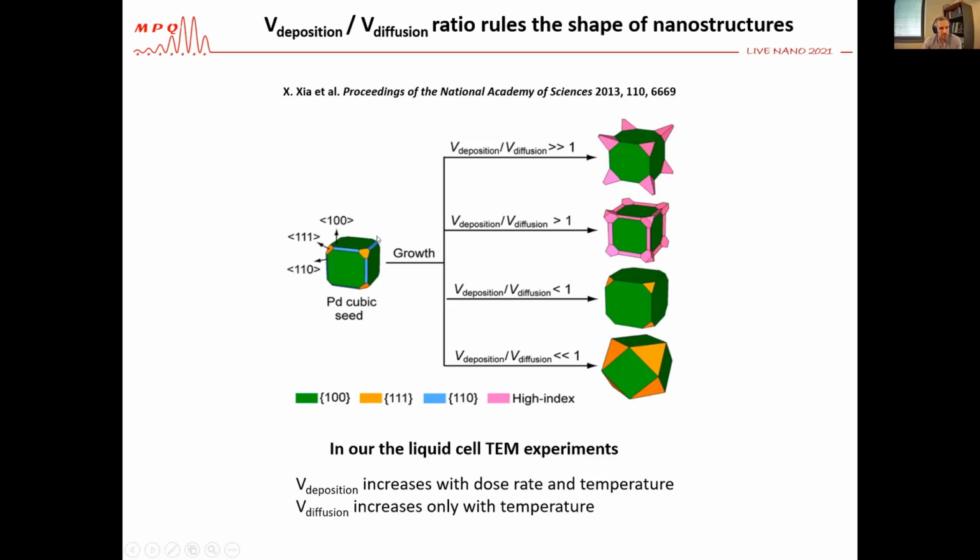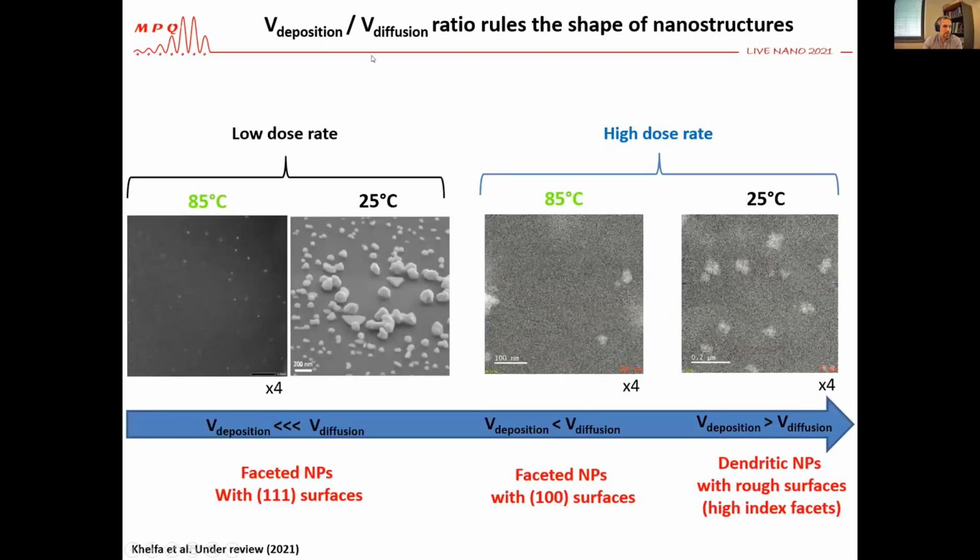Now, what is very interesting in our experiment is that we can actually control this ratio between the deposition rate and the diffusion rate at the surface of the nanoparticles, because the deposition rate increases both with the dose rate and the temperature. That's something we have seen in the previous experiment. But the diffusion rates increase only with the temperature. So by playing with both the dose rate and the temperature, we can modulate and tune this ratio, and we can clearly see the effect on the shape of the nanoparticles. So that's what you see here.